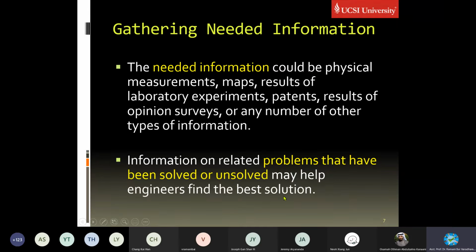Right, information on related problems that have been solved or unsolved may help engineers find the best solution. Yes, you must collect directly related problem data, or dependent and independent data, which are directly relevant to the problem to be solved. Then only you can find the best solution.